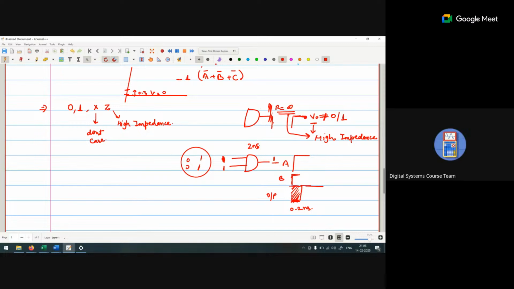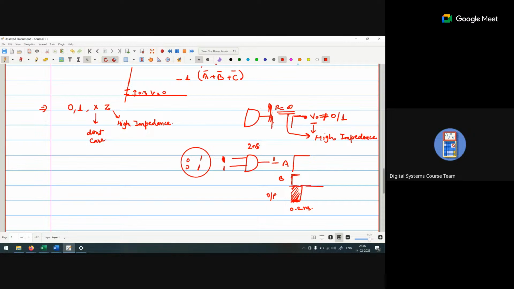Sir, for that delay aspect, is it defined for every change in the input? We said initially from 0 to 2 nanoseconds, we are not sure. It is dependent on the gate. I am just taking one example. We are not talking about the delay part too much. We are only taking the consideration that it will be provided at 2 nanosecond delay.